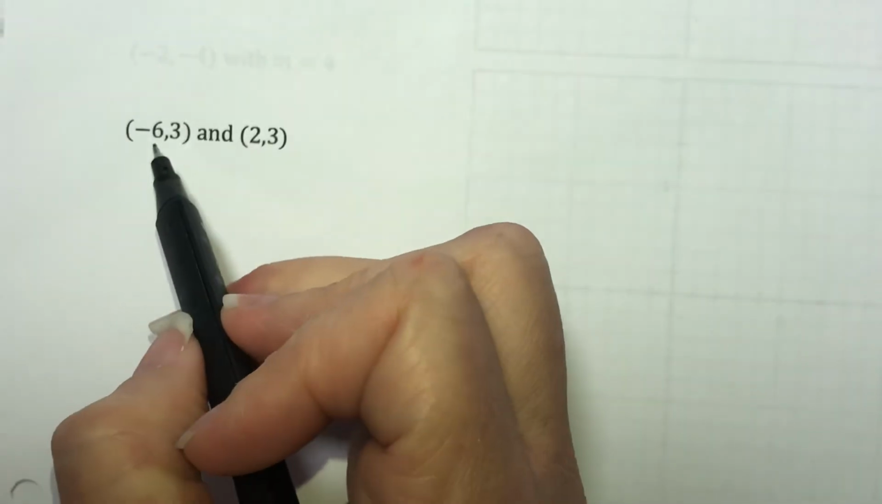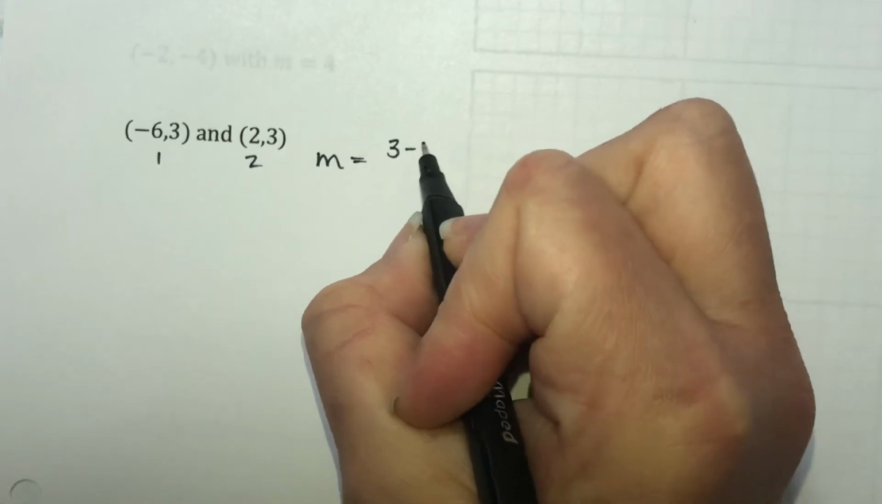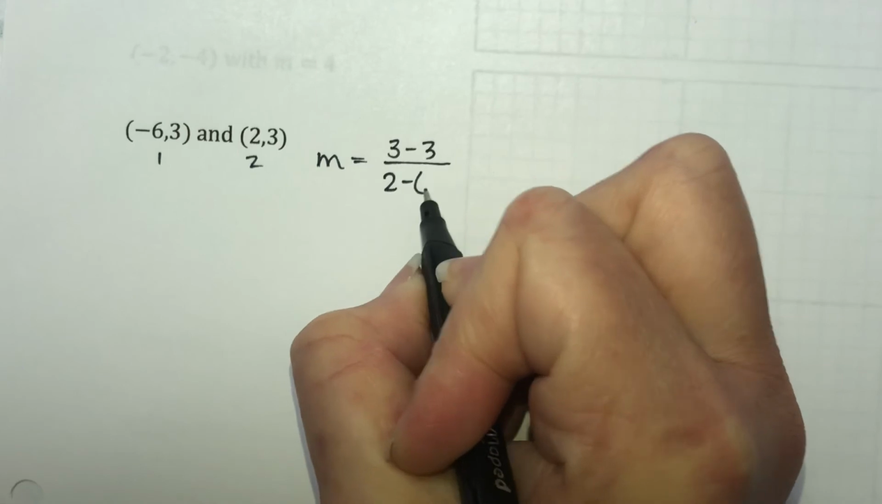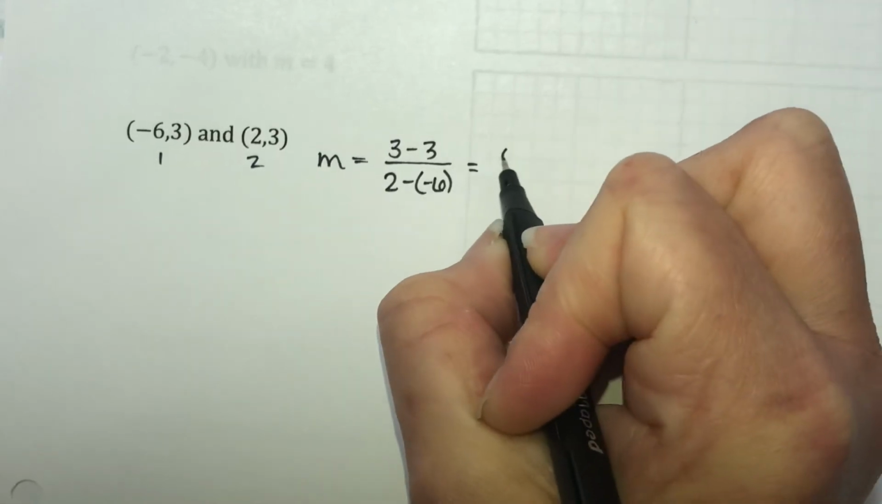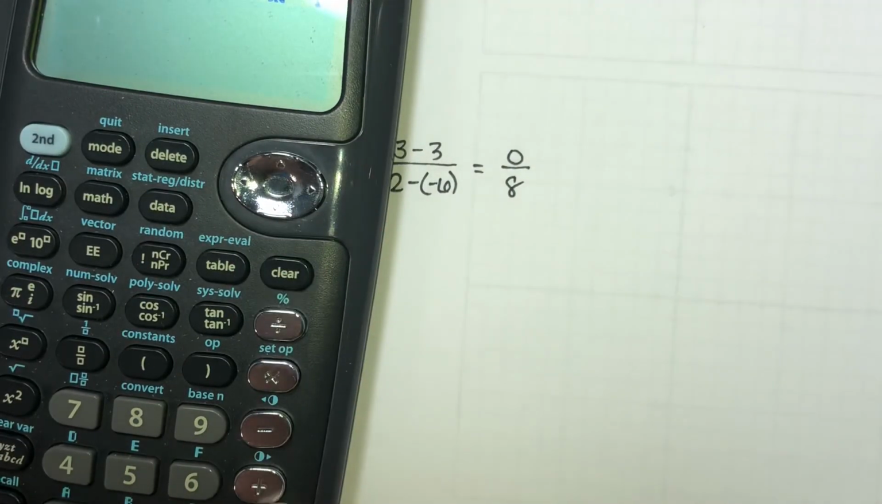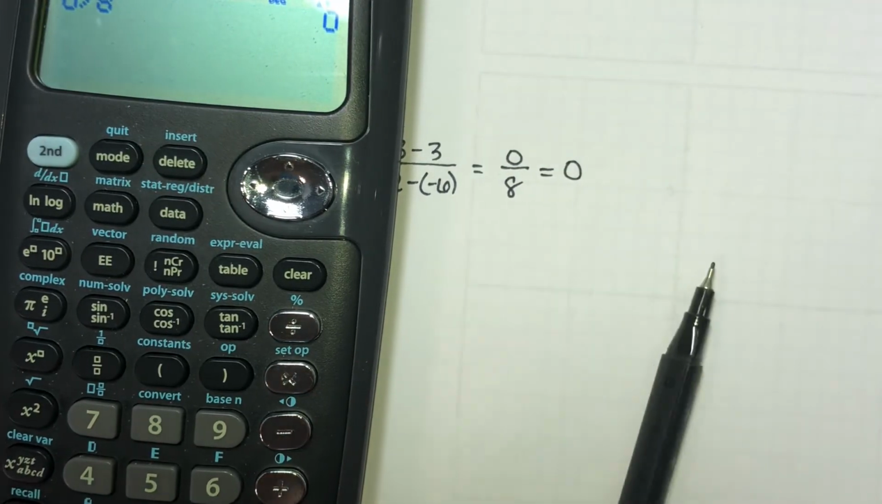Okay, let's try this one. Negative 6, 3, and 2, 3. I want to find the slope here. Let's call these our 1's and these our 2's. So y2 minus y1, 3 minus 3, over 2 minus a negative 6. That gives me 0 over 8. 0 divided by 8. Remember, if you can't remember which is undefined and which one's 0, your calculator will help you out. It generally doesn't even matter what kind of calculator you have.